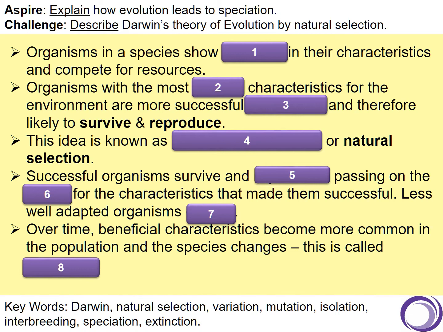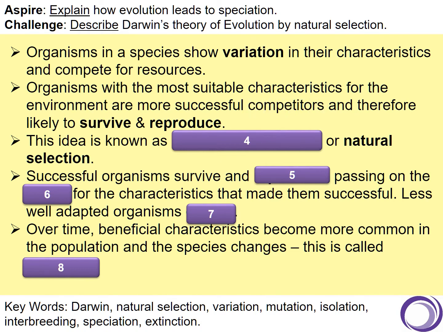Okay, let's see what you should have got. So box number one, organisms in a species show variation in their characteristics and compete for resources. Box number two. Organisms with the most suitable characteristics for the environment are more successful competitors and therefore likely to survive and reproduce. This idea is known as survival of the fittest or natural selection.